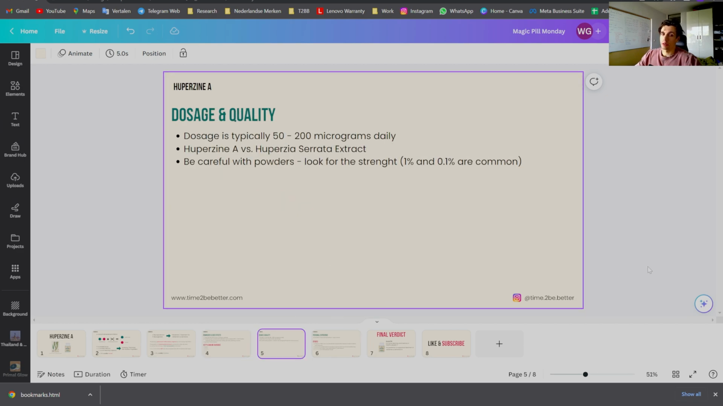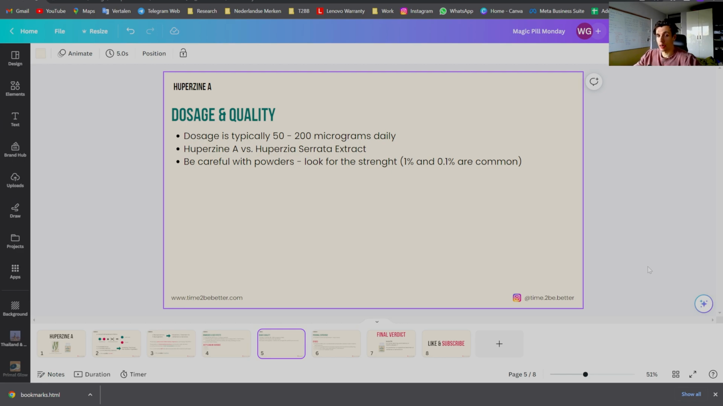Now, how about dosage and quality? So dosage typically is 50 to 200 micrograms when taken daily. But like I said, it might be wise not to take it daily. And if you do take it daily, probably wise to stick to the lower end of the dosage range.